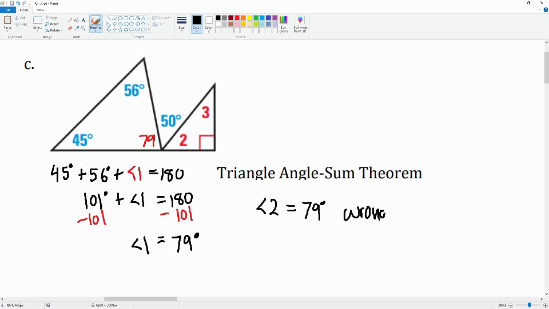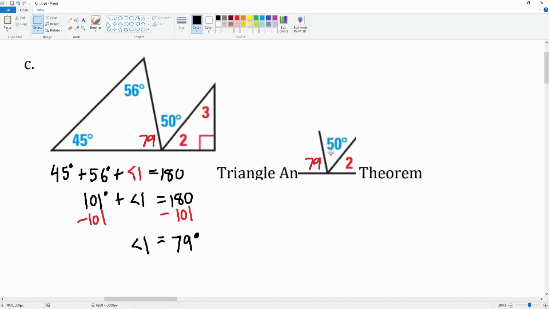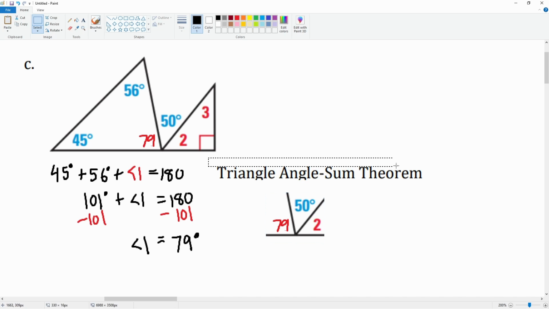You cannot say that. They are not vertical angles. A lot of you think these two are vertical angles. They're not vertical angles, okay? Do not say that. However, what you can see is this interesting relationship. Let me show you this. Okay, do you see this?